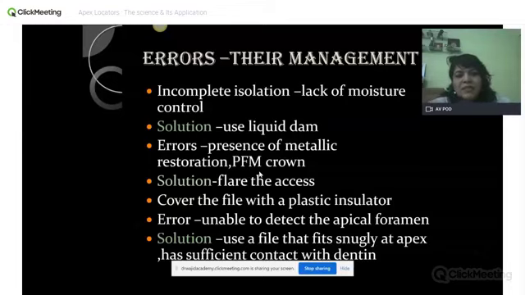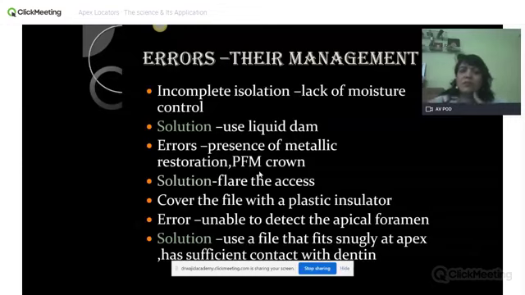Error: the presence of a metallic restoration or a porcelain fused to metal crown. The solution: flare the axis. Cover the file with a plastic insulator. You can snip off a small piece of the plastic tube which comes in your calcium hydroxide dispensing syringes and engage it over your file, which will act as an efficient insulator when you place the file in the canal.